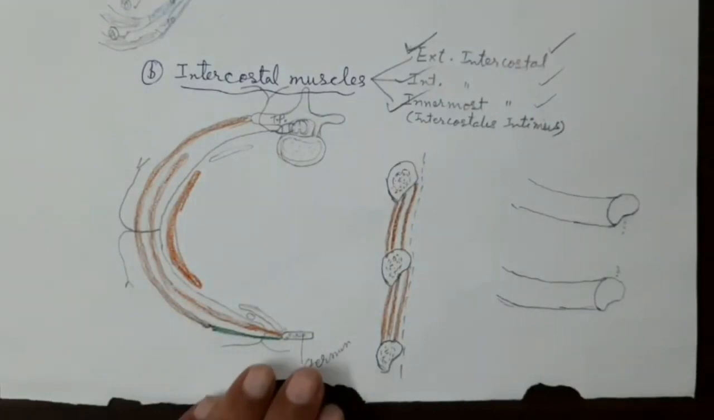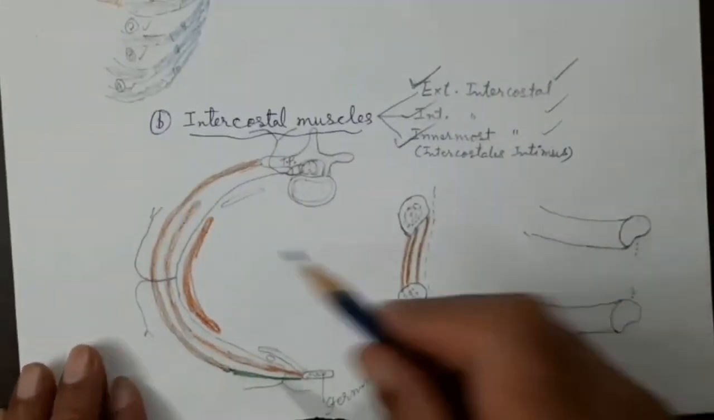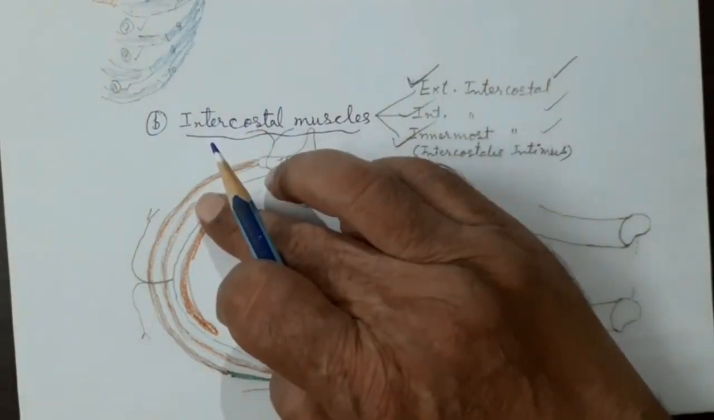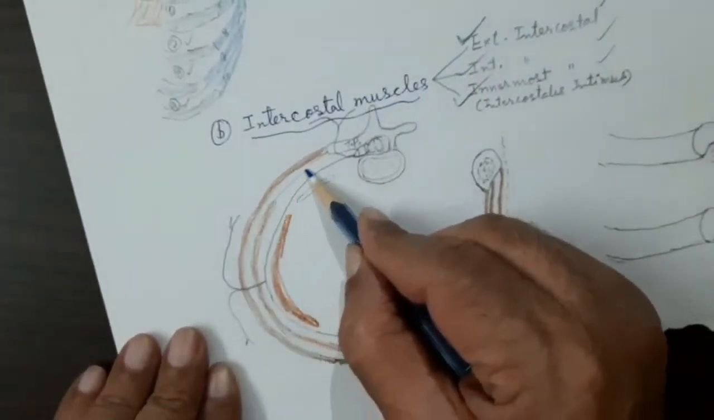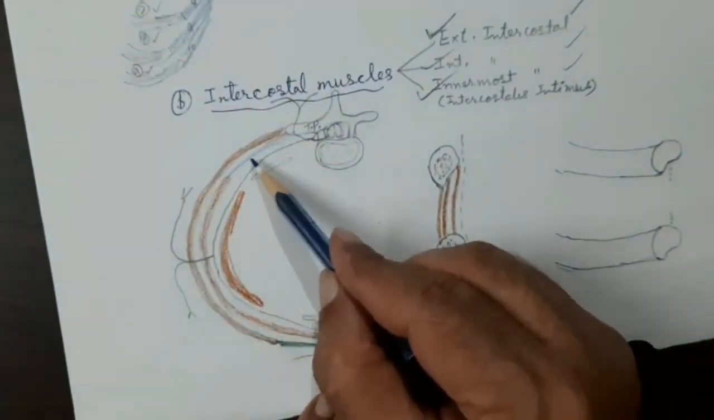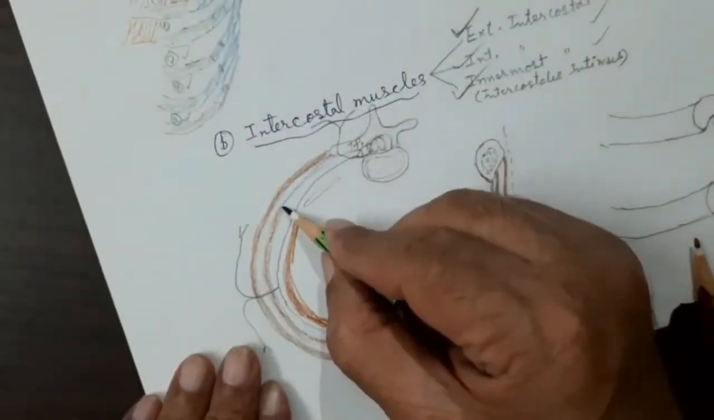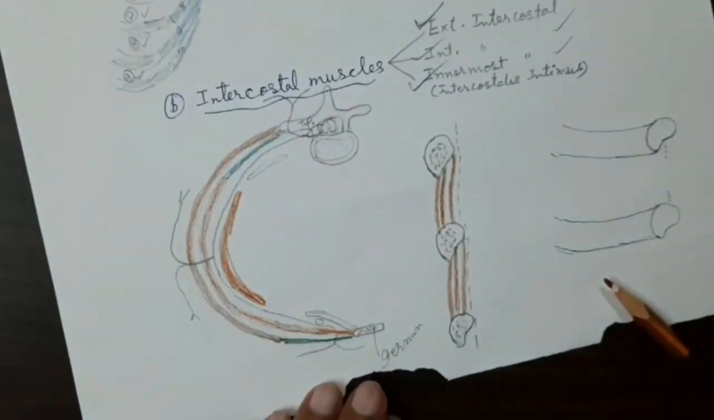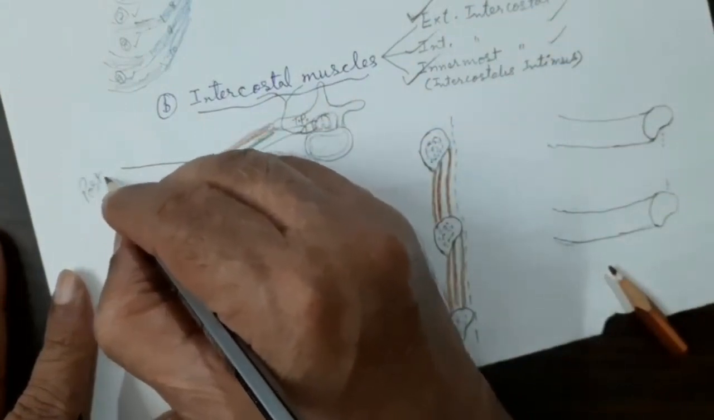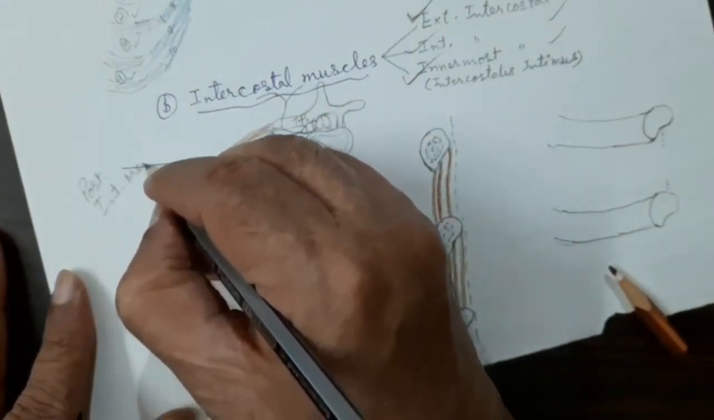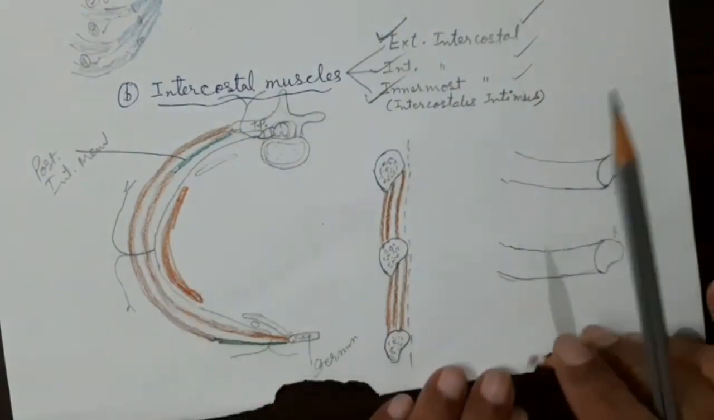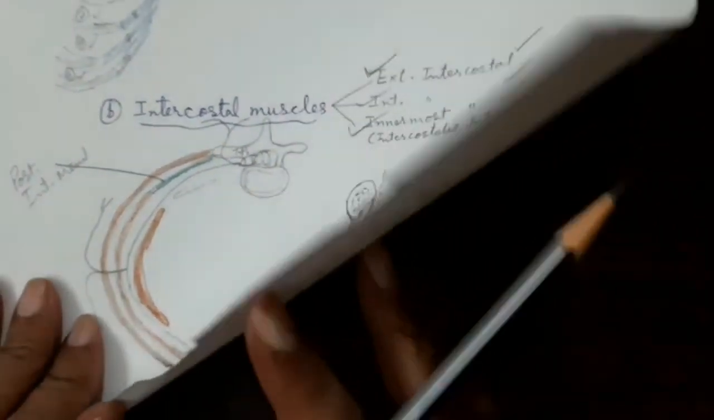But then, for the innermost intercostal, I forgot to mention that it is extending only up to the angle, and beyond that it is extending up to the transverse process as a membrane. This membrane here I should draw in green color. This membrane is called the posterior intercostal membrane, and this is the continuation of the internal intercostal muscle.